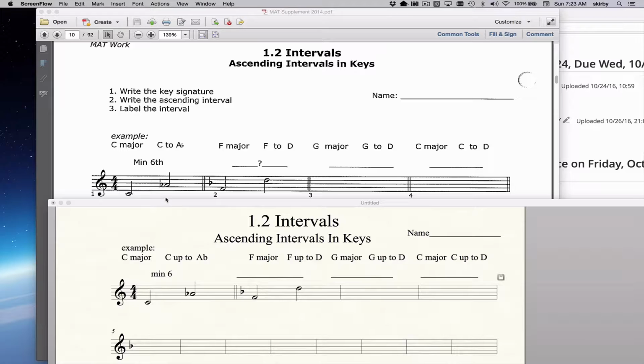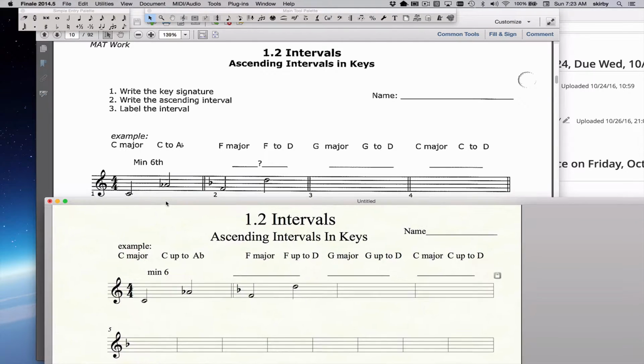So just to review, we know that all diatonic intervals ascending from the root of a major key are major or perfect, right? All upward intervals diatonic from the tonic are major or perfect. If they're non-diatonic, then they've been altered, and we have to figure out how the alteration affects the interval.